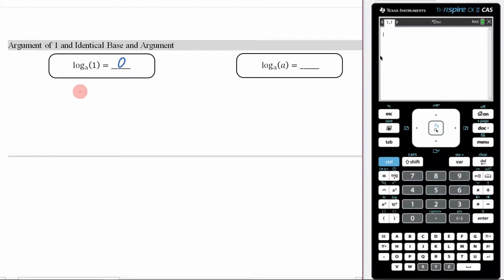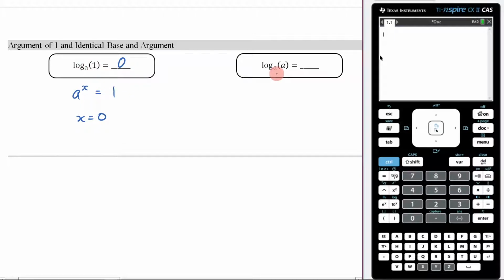And the thinking behind that is a raised to what number will be equal to 1? Well, if it's equal to 1, it has to be 0 here. x has to be equal to 0. And that always occurs. It doesn't matter what a is. a could be 500, a million, whatever it is, you're always going to end up with a power of 0 if your answer is 1.